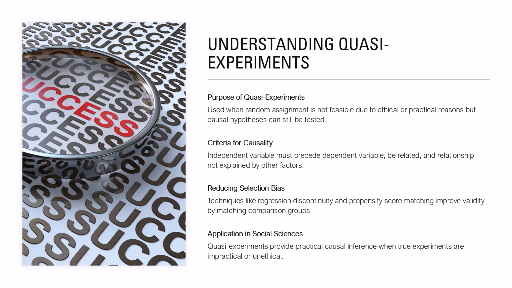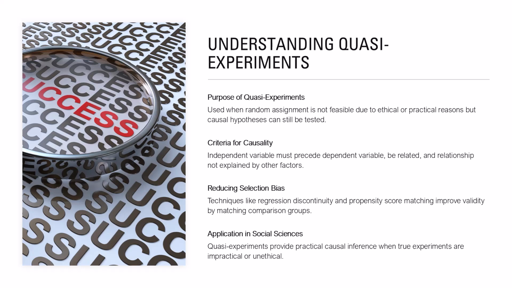Quasi-experiments are employed when random assignment is not possible, often due to ethical or practical constraints. In these designs, the independent variable is still manipulated, allowing researchers to test causal hypotheses. However, participants are assigned to groups by the researcher, the participants themselves, or both. To infer causality, 3 criteria must be met.